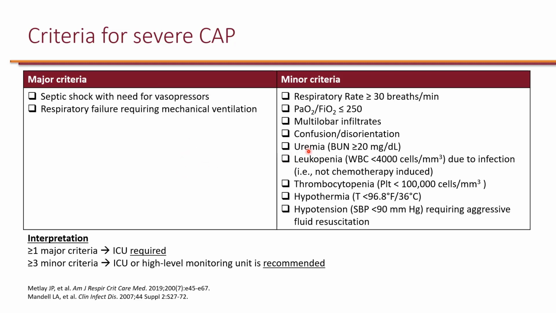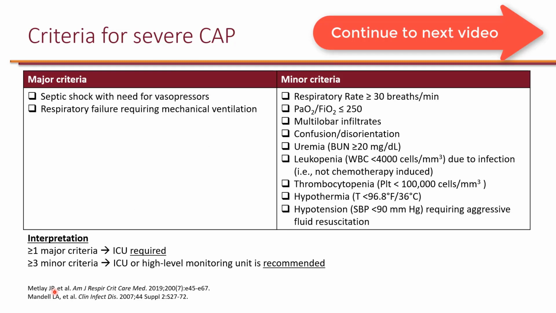Now, if someone has three or more minor criteria, they will also be classified as severe pneumonia. However, depending on the minor criteria, the patient may not necessarily need to be admitted to the ICU. But the reason I am mentioning these criteria for determining what's severe CAP and what's non-severe CAP is that the treatment actually depends on it. The treatment for severe CAP might slightly be different than the treatment for non-severe CAP. So if someone does not meet these criteria, they will be considered non-severe.